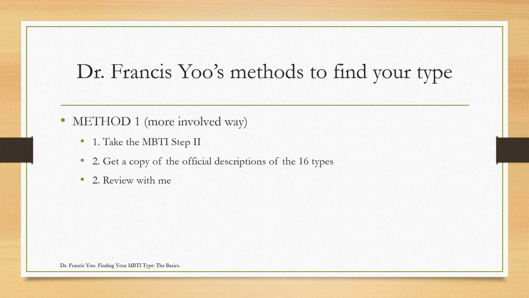My methods to find your type. Method 1 is the more involved way. You would take the MBTI Step 2. You would get a copy of the digital or physical booklet that has the official descriptions of the 16 types, as well as an introduction to the theory and what the MBTI is about. And then you would review the results with me and we will go through it together.